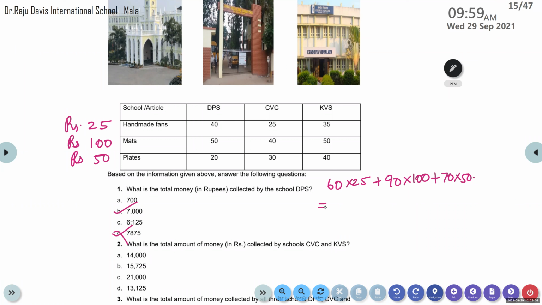Ma'am, second one is option A, 14,000. Yes. Is it correct, Aparna? Yes, ma'am.